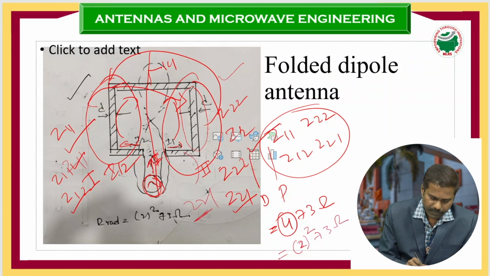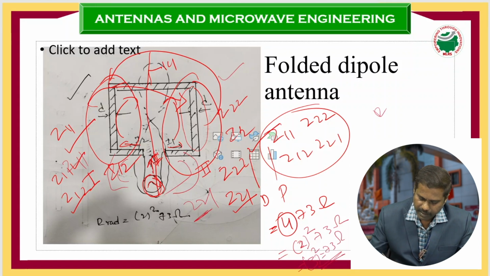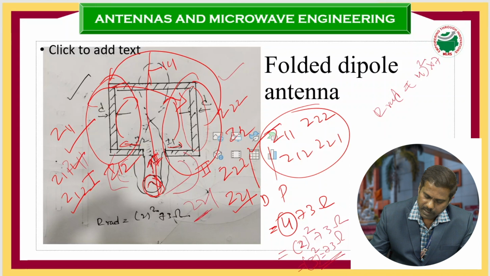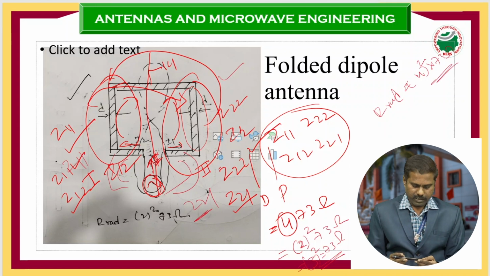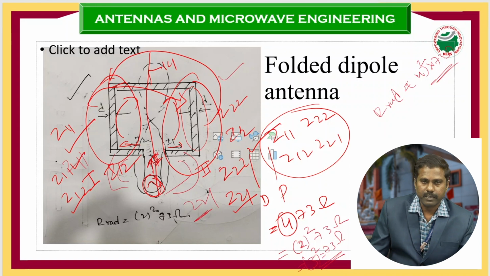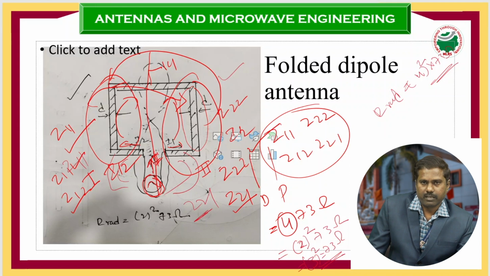If you use another one, that means 3 radiators, we can get 3 squared into 73 ohms. That means the radiation resistance is equal to the square of the number of elements into 73 ohms. This is about the mechanism in the folded dipole antenna, the mechanism in the Yagi antenna, and the principle of the dipole with the parasitic element, and it is about the antennas.